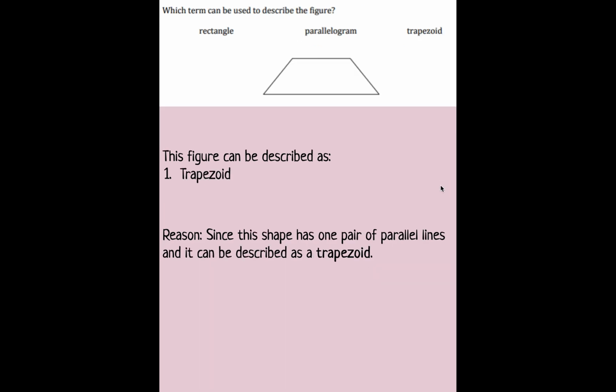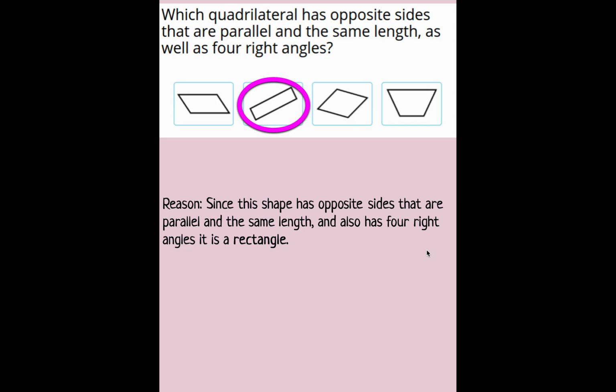Which term can be used to describe the figure? So we have that figure there above, and it's either a rectangle, a parallelogram, or a trapezoid. This figure can be described as a trapezoid since this shape has 1 pair of parallel lines. Which quadrilateral has opposite sides that are parallel and the same length, as well as 4 right angles? Well, right away I can tell that the second shape, or the rectangle, has all of those properties. And all angles are right angles.